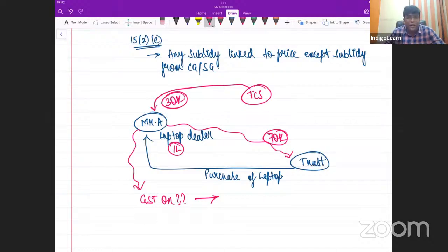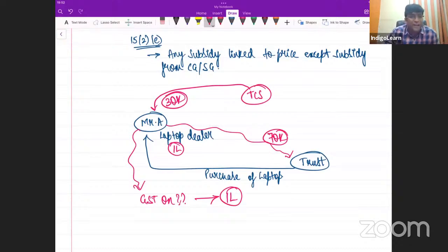Yeah. Definitely, my dear friends, no doubt about it. GST will definitely apply on 1 lakh because any subsidy linked to the price is included in value of supply. But imagine, instead of TCS, if that 30,000 is given by central government or state government, then GST will come only on 70,000, because any subsidy linked to price except subsidy from what? Central government or state government. So if subsidy is coming from central government or state government, then that is not included in the value of supply. Interesting concept.